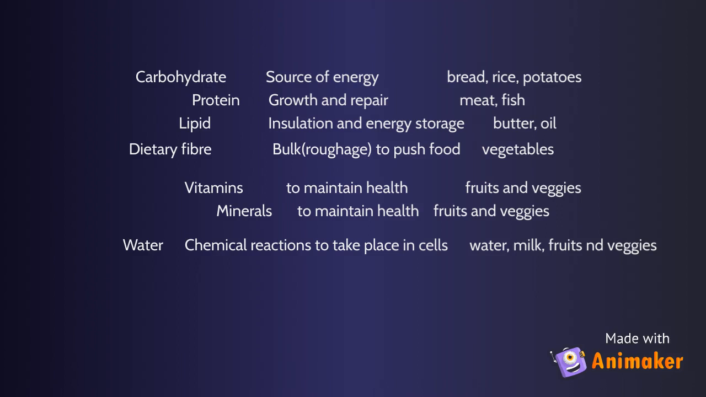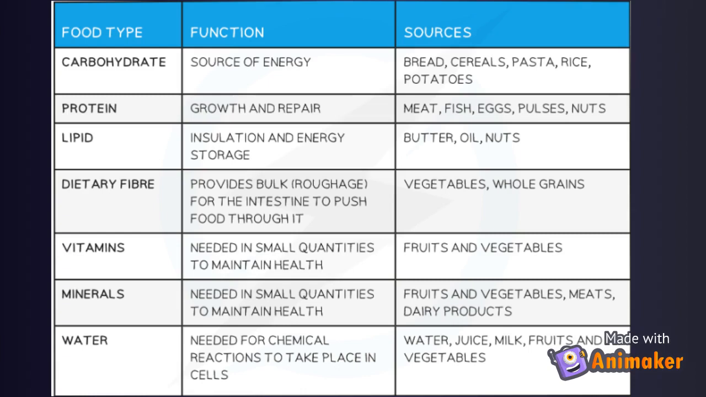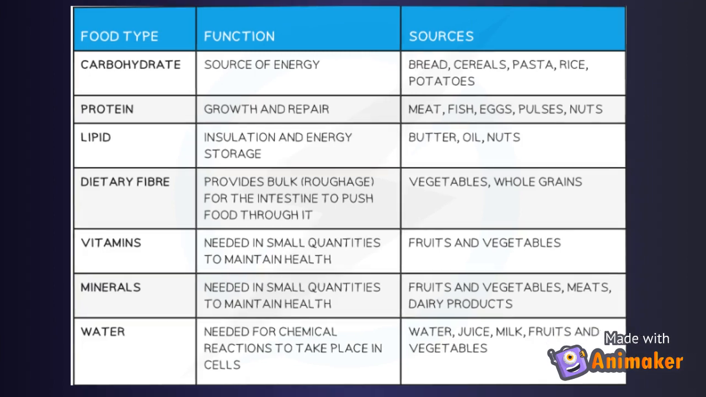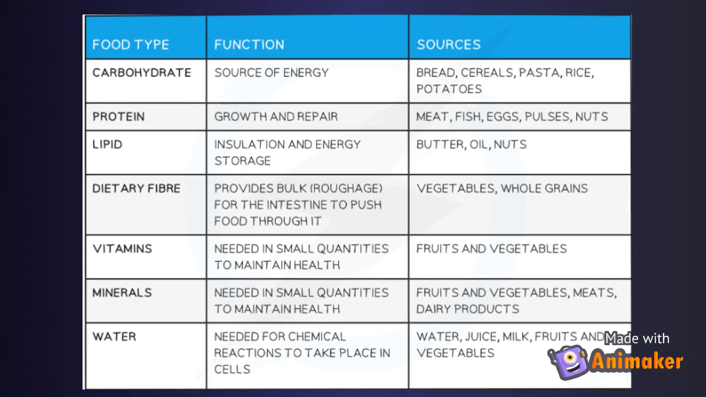So carbohydrates' function is energy. It is a source of energy and there are different sources of carbohydrate, like potatoes, rice, bread. Then the other food type is protein. So protein's function is for growth and repair. And protein foods are like meat, fish, nuts. And the third food type is lipid. Lipids' function is insulation and energy storage. Its sources are butter, oil, and nuts.